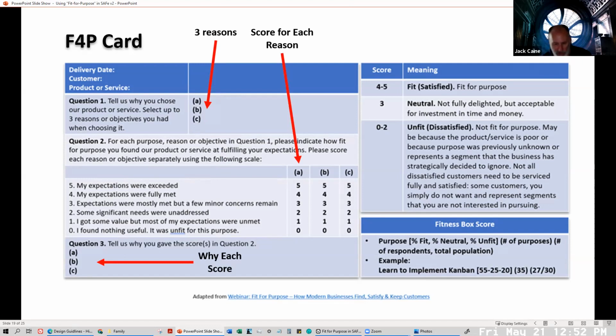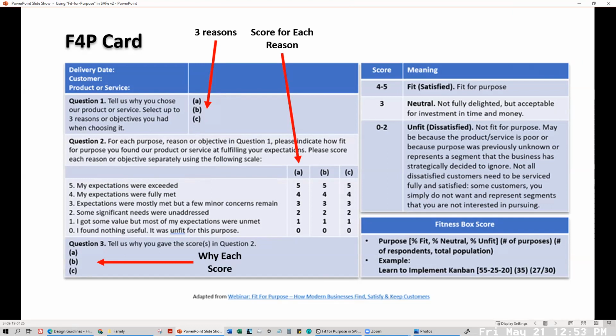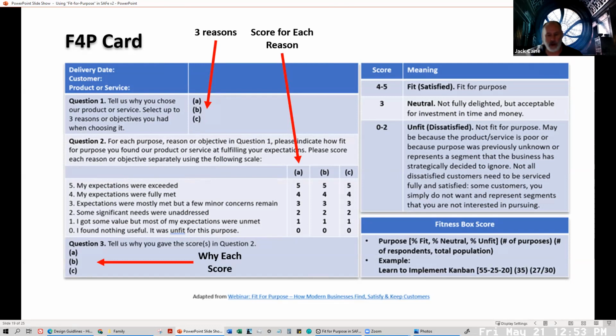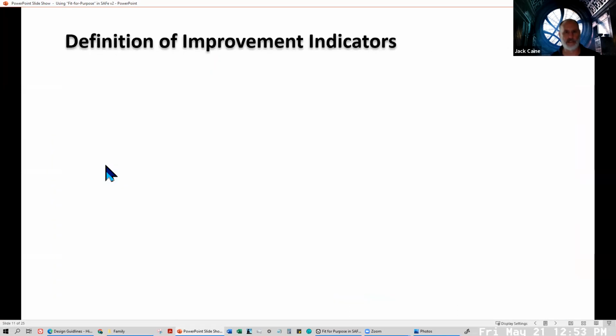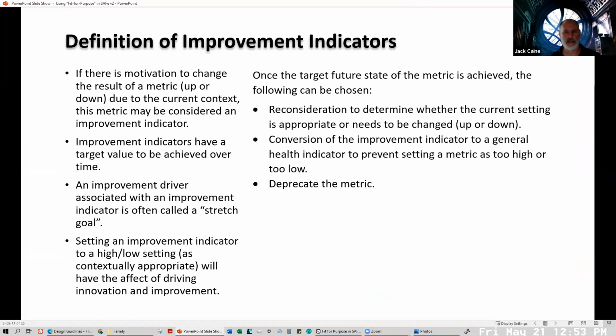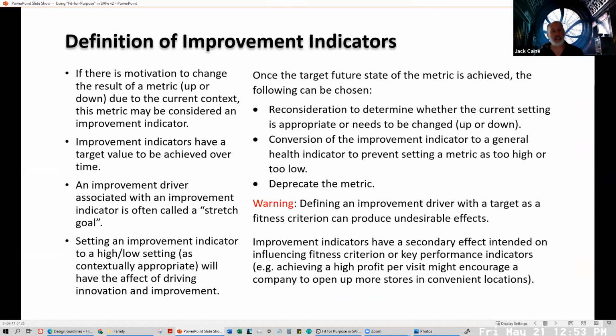We got another question. It says, under improvement category, which sticky metrics have clients ranked the highest and why? So an improvement category is determined by, here, let me go back here. I got a nice little slide on that. Okay, so if there is motivation to change the result of a metric up or down due to the current context, this metric can be considered an improvement indicator, right? So how would we know that? Well, we would know that because of the fit for purpose survey.